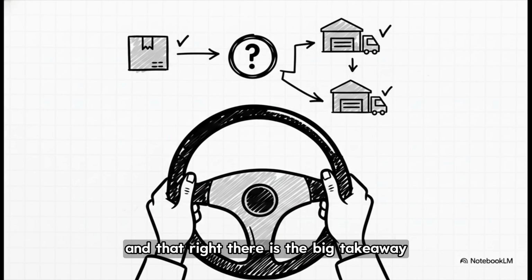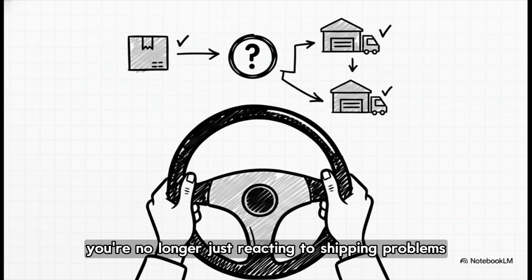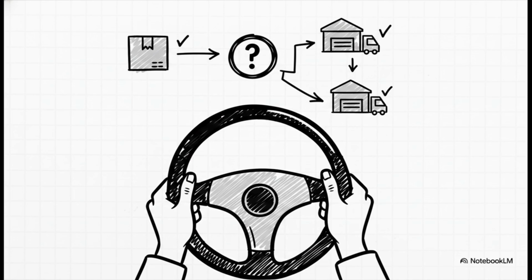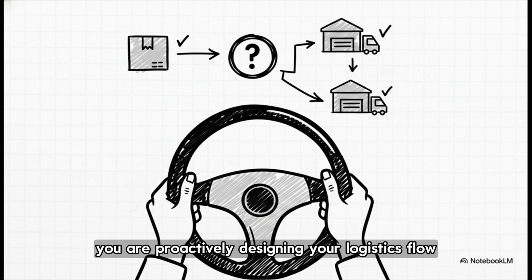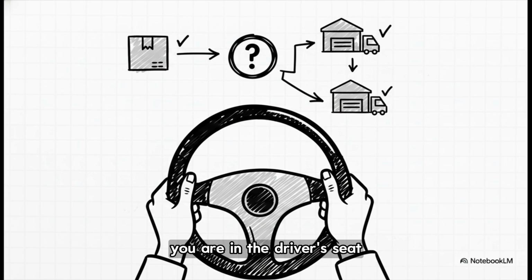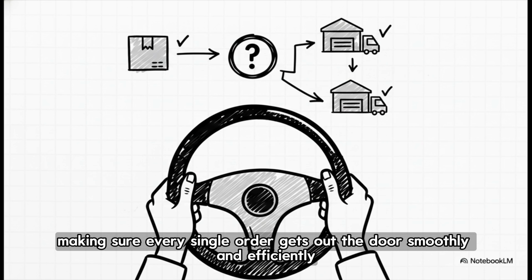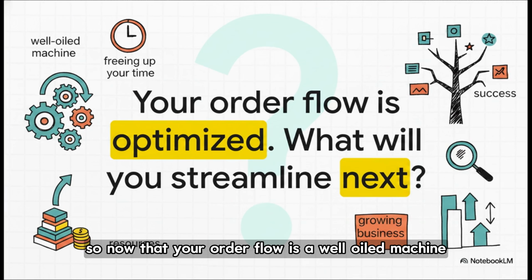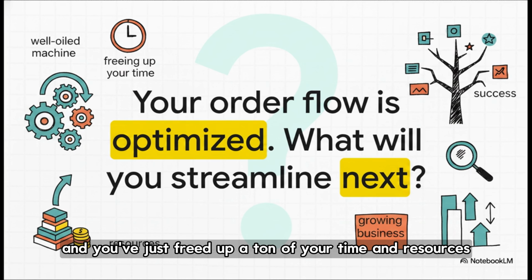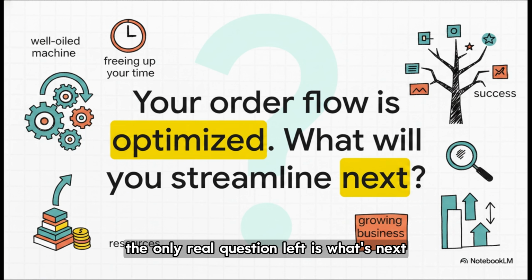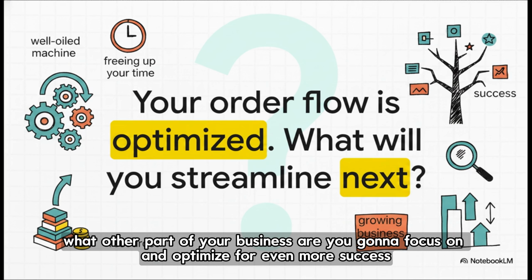And that right there is the big takeaway. Once you implement these settings, you're no longer just reacting to shipping problems. You are proactively designing your logistics flow. You are in the driver's seat, making sure every single order gets out the door smoothly and efficiently. So now that your order flow is a well-oiled machine, and you've just freed up a ton of your time and resources, the only real question left is, what's next? What other part of your business are you going to focus on and optimize for even more success?